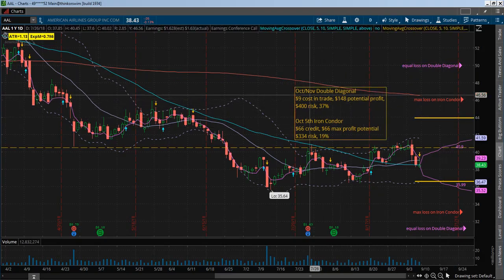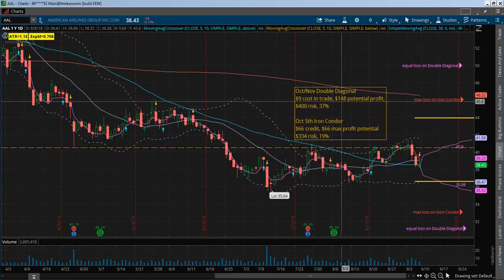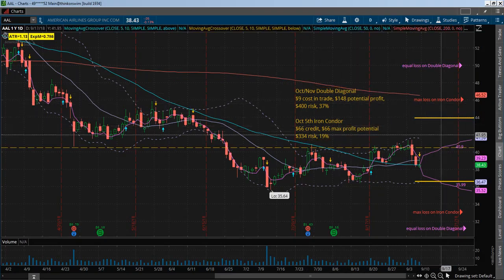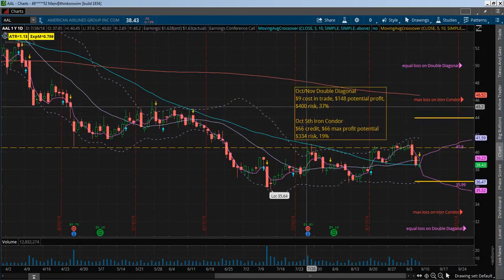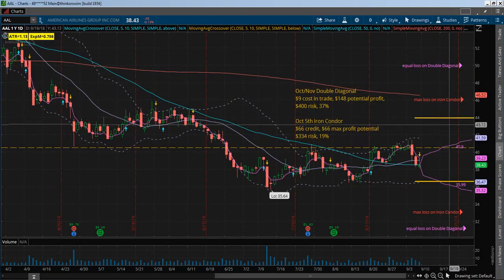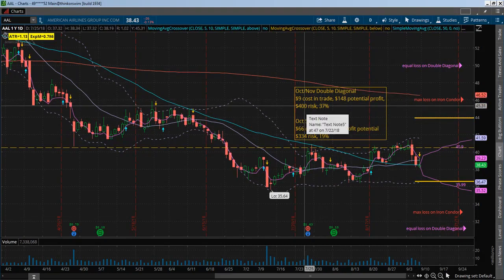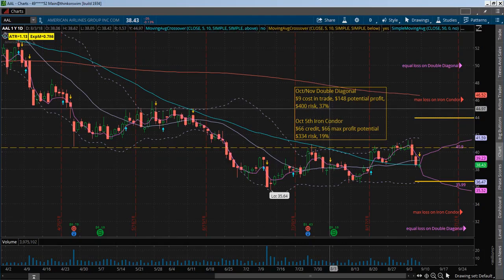So your diagonal, I've got an October front month and November back month. I've got $9 cost in the trade. On the high side, if it closes up in here, it's got like $148 potential profit. But I want to use the $400 as the risk, because that's the difference between my strike width, and actually that's on the low side. But that 148 would be profit. If you're comparing it against the risk, it's 37%.